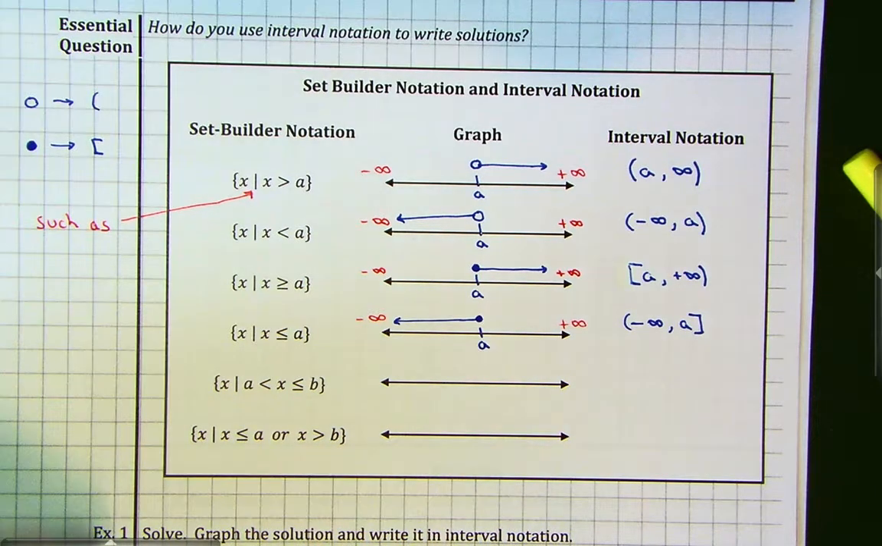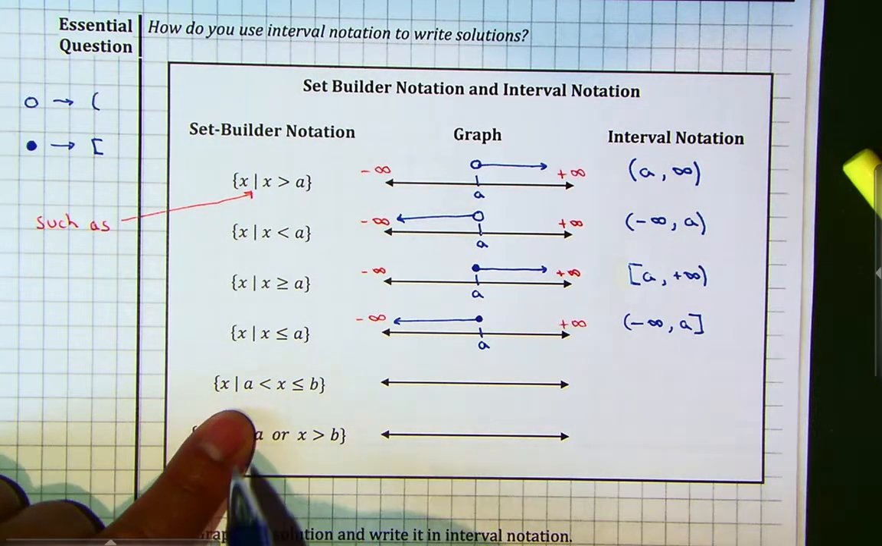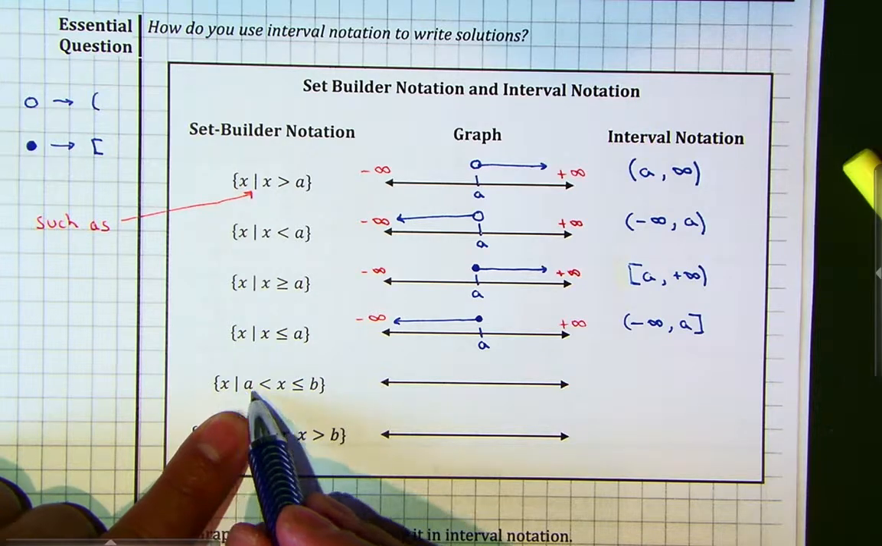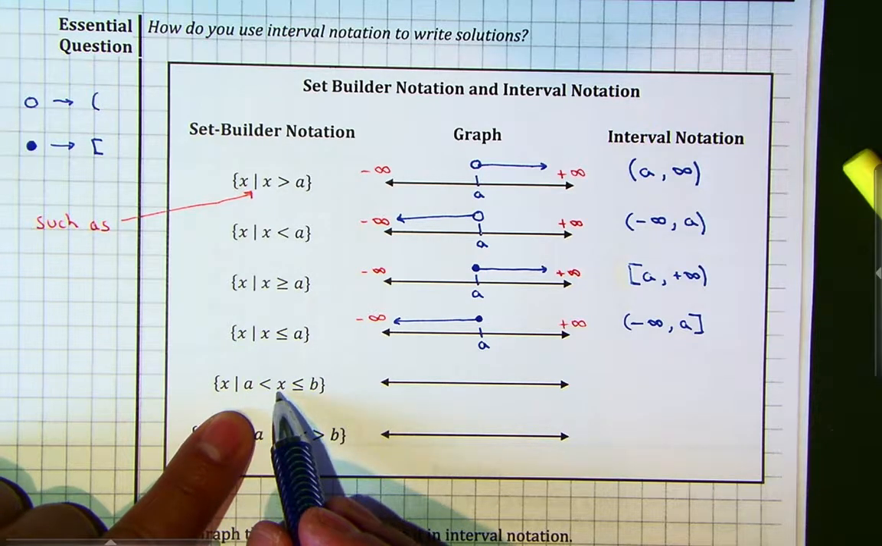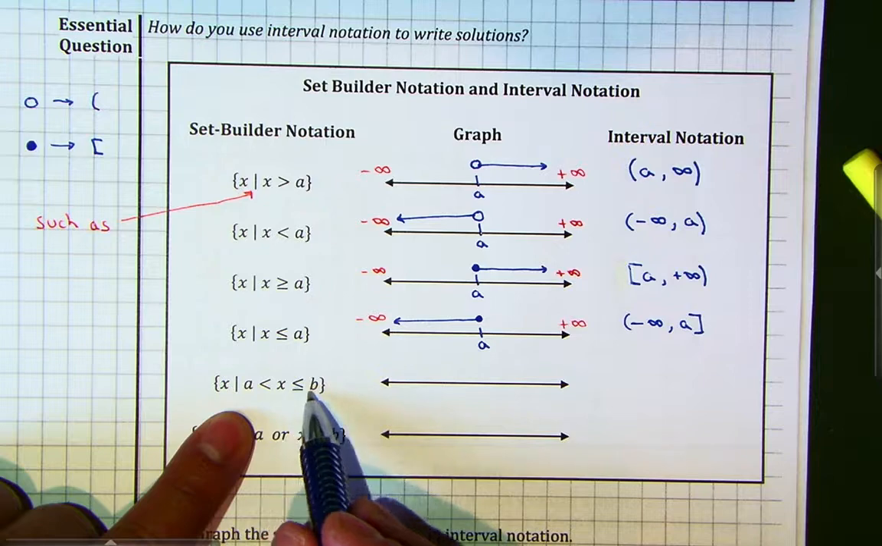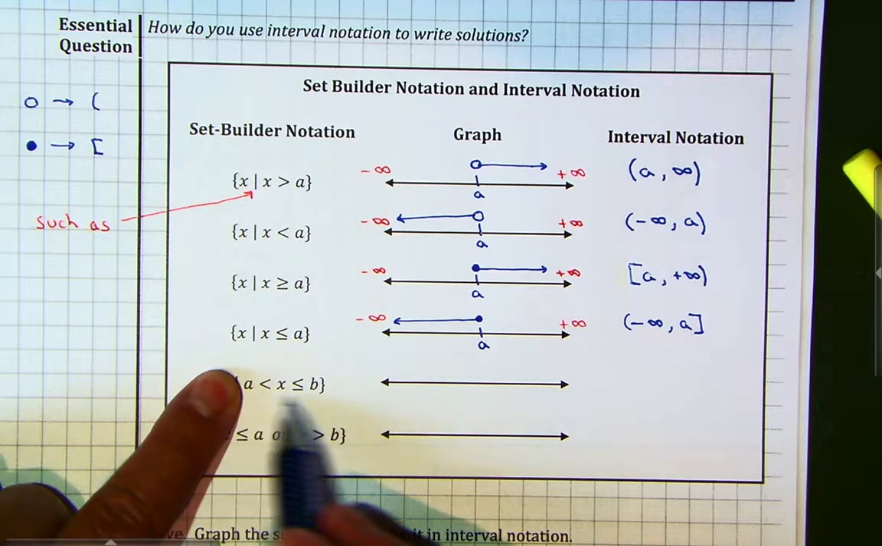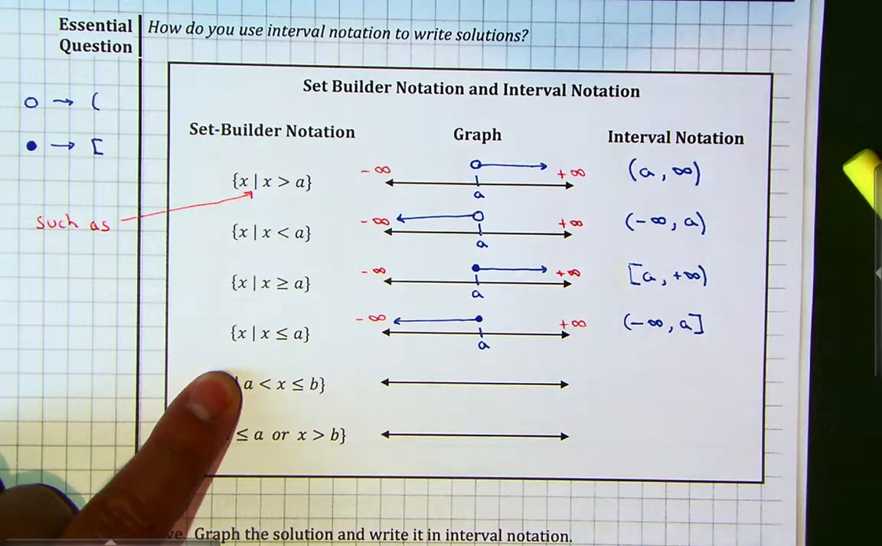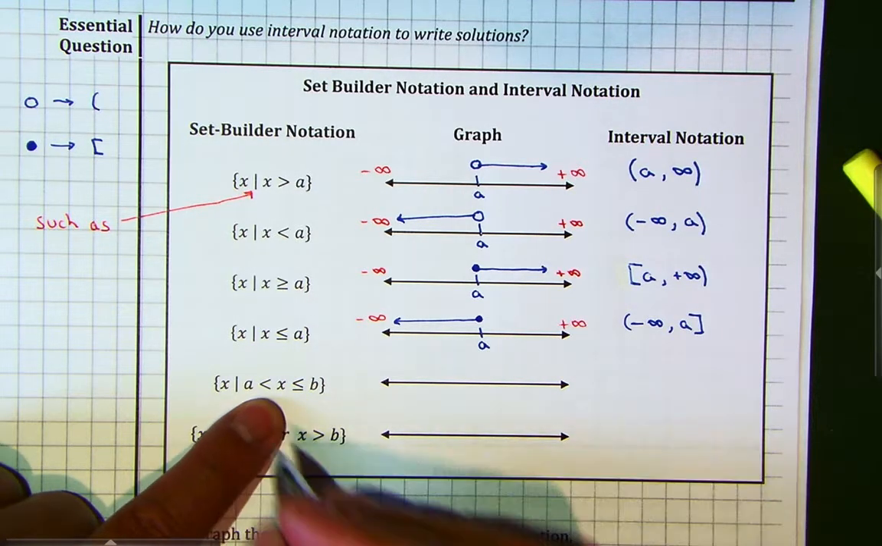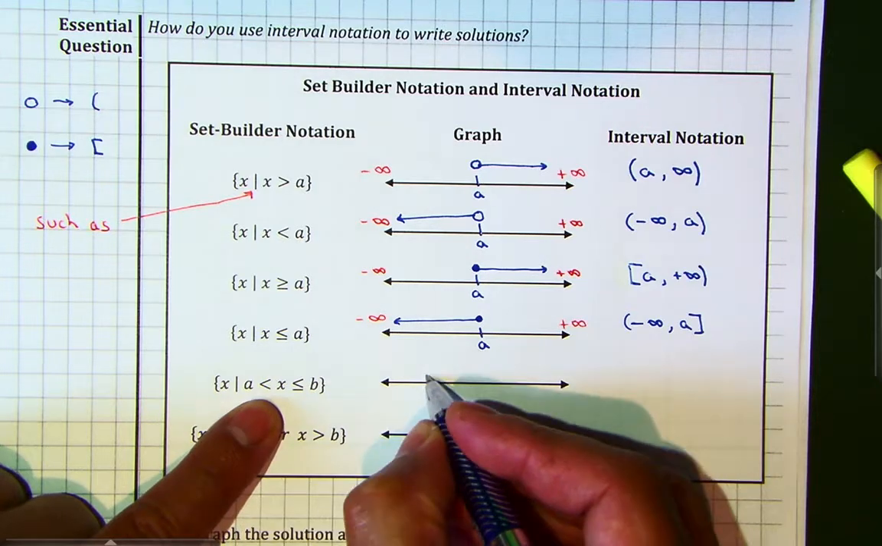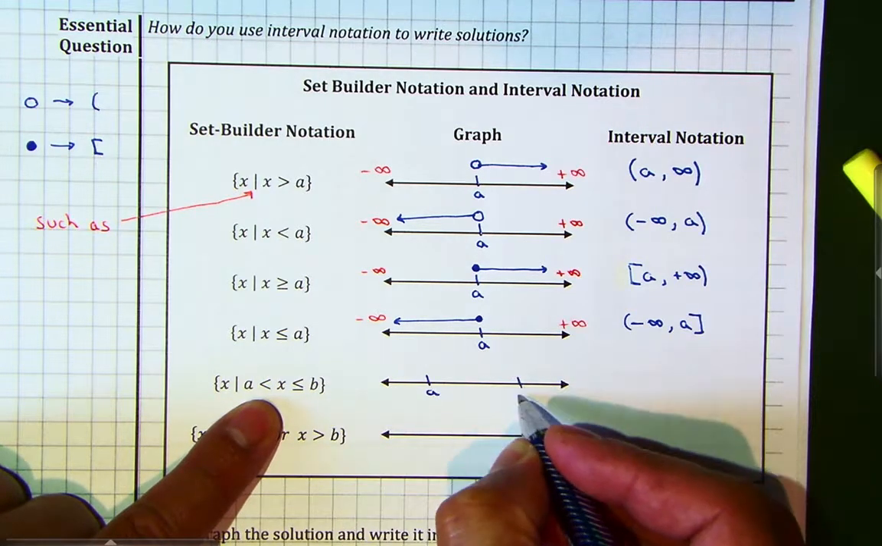For the next one, we have all the values of x such that a is less than x, which is also less than or equal to b. So therefore, this is what we call a compound inequality. To graph it, we're going to place a and b. We're going to place a on the left, b on the right.